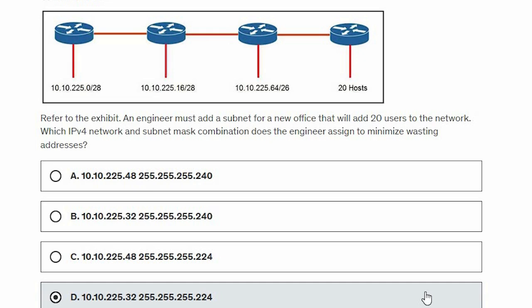Second answer, which also is wrong. The IP address, network, and the subnet mask combination 10.10.225.32, 255.255.255.240 would also provide a subnet with only 14 usable addresses, which would not be sufficient for the 20 users required for the new office. So this is wrong.